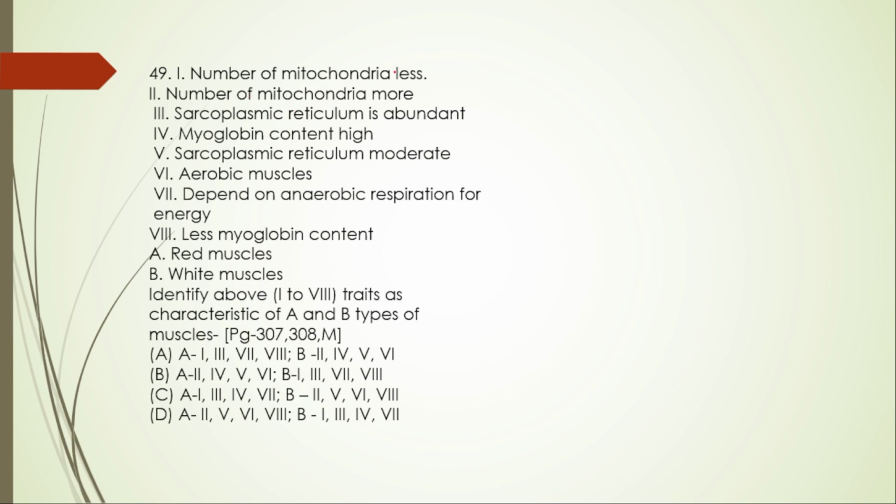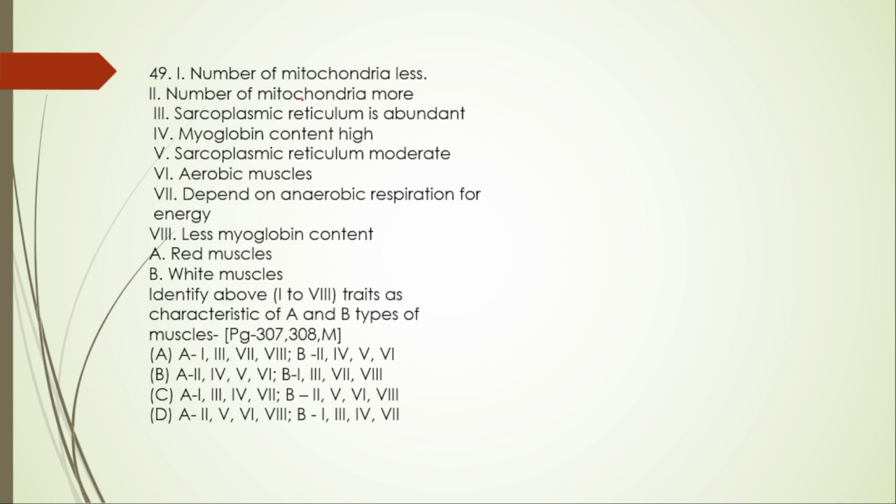First one, number of mitochondria less, and number of mitochondria is more. Identify the above 1 to 8 traits as a characteristic of A and then B types of the muscles. Okay, again you must write.